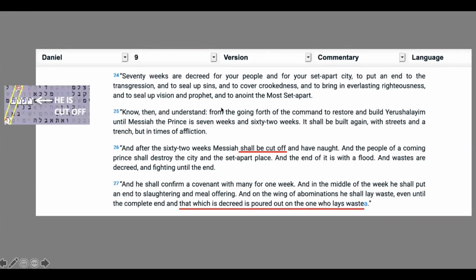And this is also where it says, and so this is the other one in Daniel 9. For the city in a set apart place. And the end of it is with a flood. Well, we're not surprised. And he shall confirm a covenant with many for 1 week, right? He shall lay waste, even complete, and that which is decreed is poured out on the one who lays the waste. On the wing of abominations.